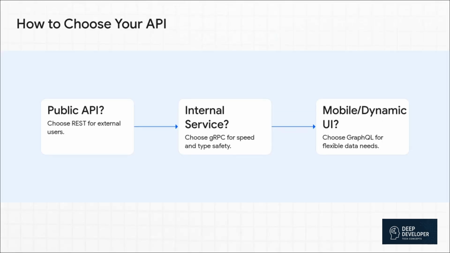Let's make this really actionable. If you're building a public API for other developers to use, just stick with REST. It's the industry standard. Everyone gets it. Now, if you need fast internal communication between your own microservices, you want to choose gRPC for its raw speed. And if you're building a mobile app or a really dynamic front end that needs to grab all sorts of different data, GraphQL is going to be your best bet.